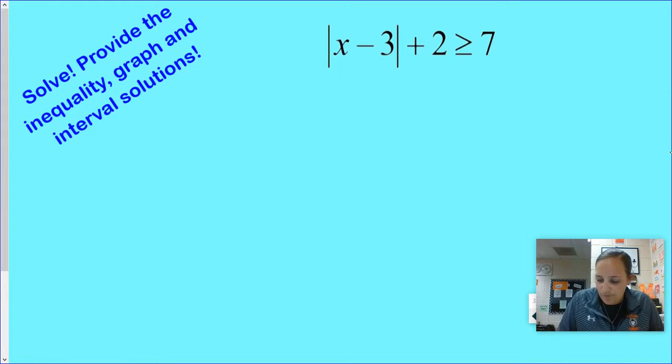One more thing I need to do is isolate my absolute value bars before I can do anything else. So I subtract 2 from both sides. I now have absolute value of x minus 3 is greater than or equal to 5.